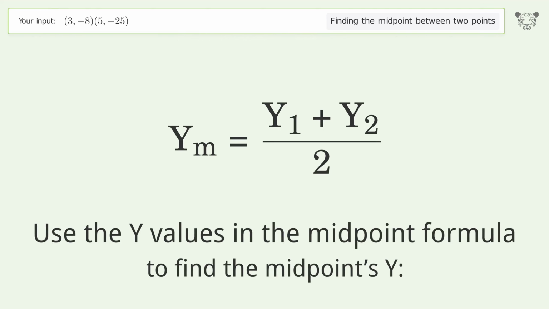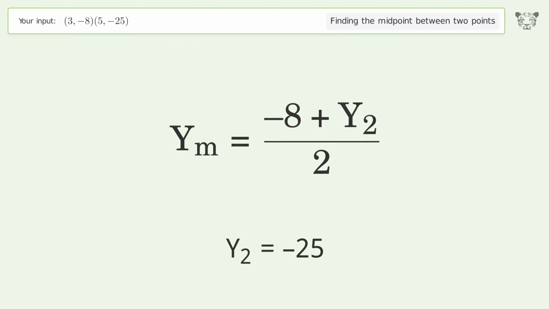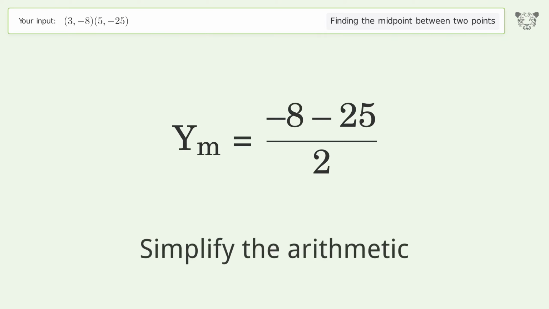Use the y values in the midpoint formula to find the midpoint's y. y1 equals -8. y2 equals -25. Simplify the arithmetic.